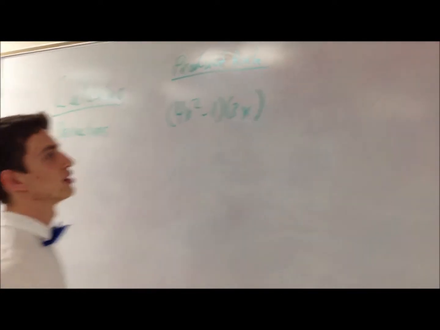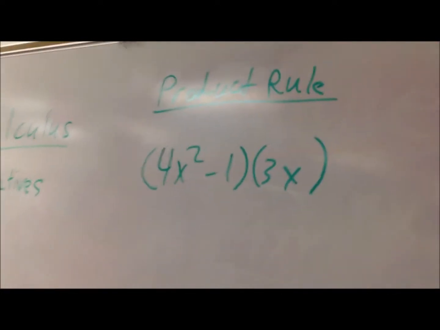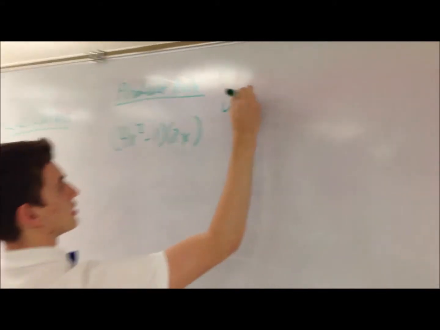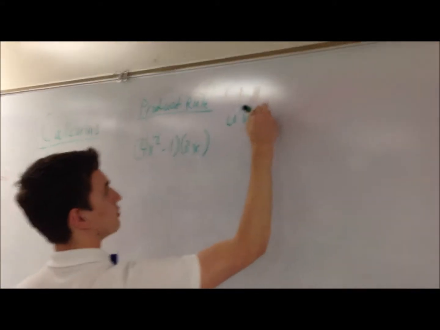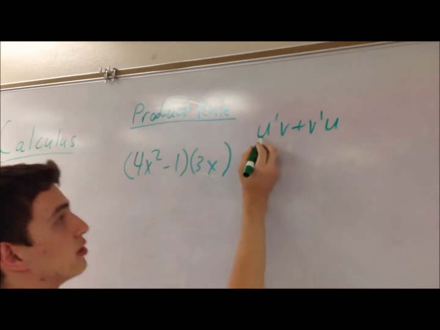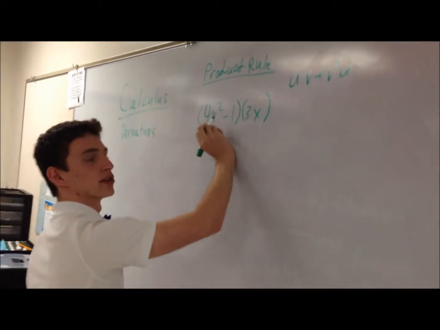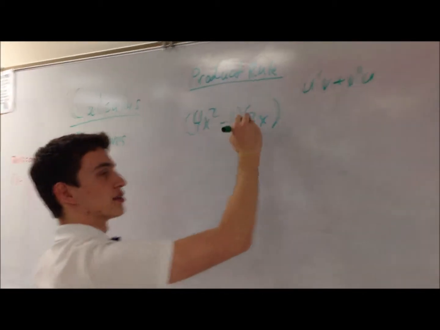Now, product rule has another formula just like power rule, and this one is u prime v plus v prime u. U being the first equation, v being the second equation, u prime being the derivative of the first, and v prime being the derivative of the second.